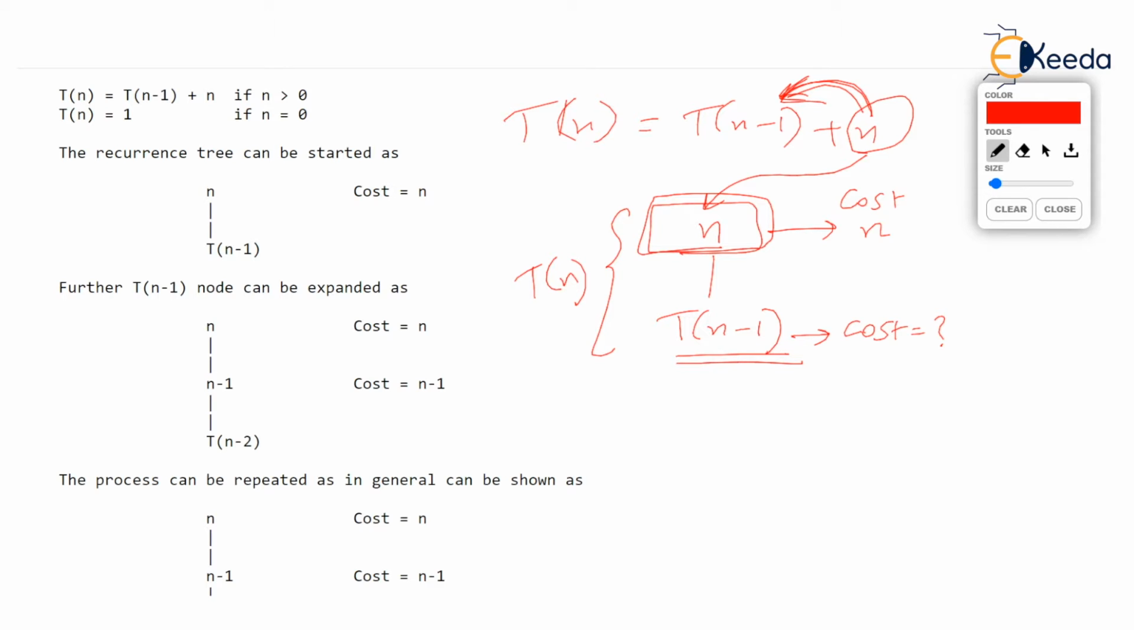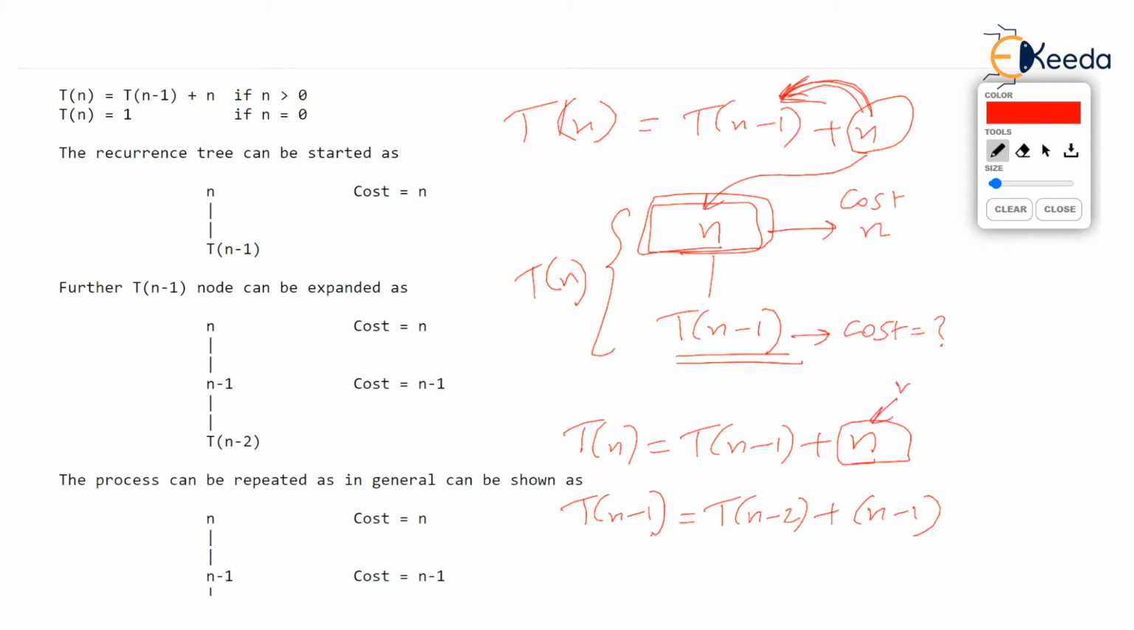Now observe, Tn minus 1 is going to be Tn minus 2 plus what exactly? Just check this. Tn is Tn minus 1 plus n, correct? This is the recurrence relation. So what is Tn minus 1? Tn minus 1 is Tn minus 2 plus n minus 1. So wherever n is, we are going to replace it with n minus 1. This n is replaced with n minus 1, and even this n is replaced with n minus 1. So we got Tn minus 1 is Tn minus 2 plus n minus 1.